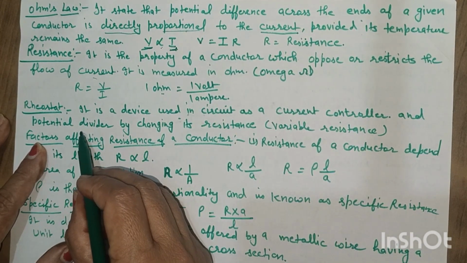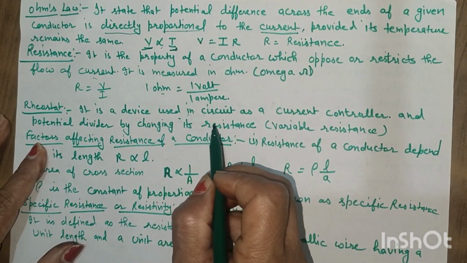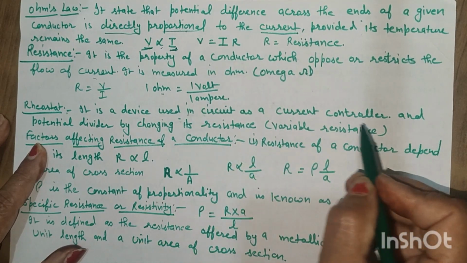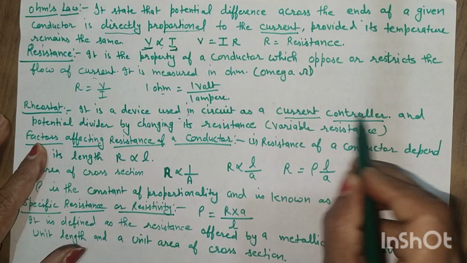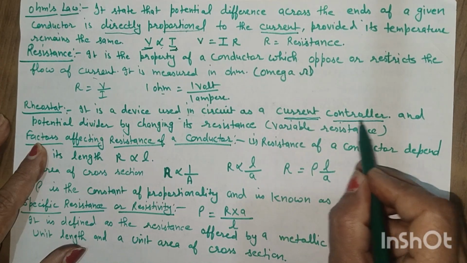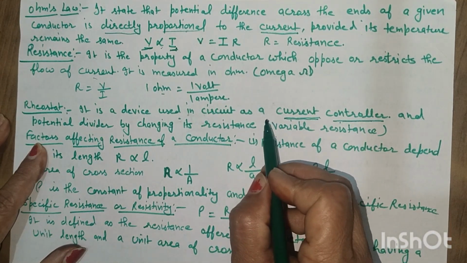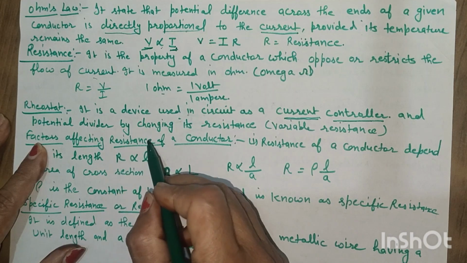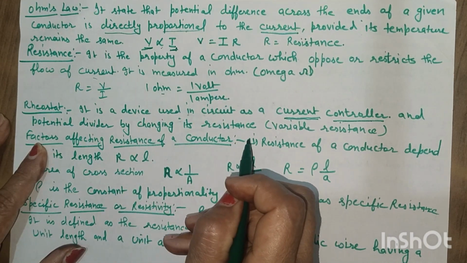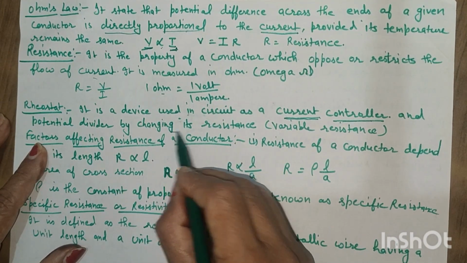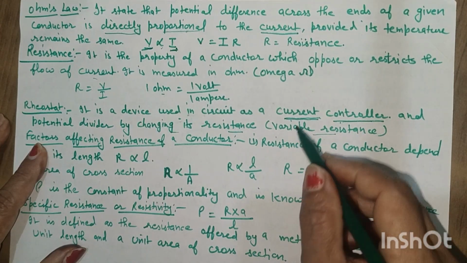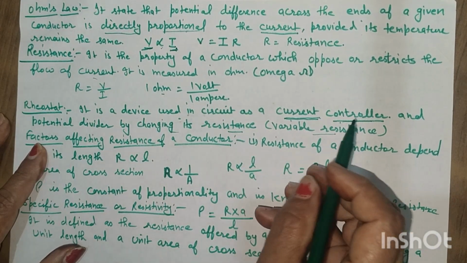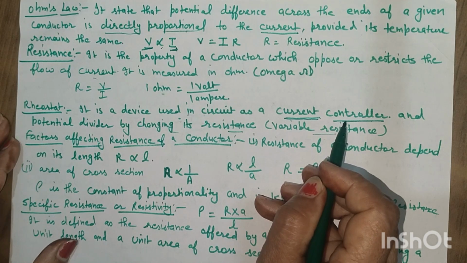Now rheostat. Rheostat is a device used in a circuit as a current controller. It controls the current, that is a current controller and potential divider, by changing its resistance. That is variable resistance. It always changes the resistance and acts as a current controller.